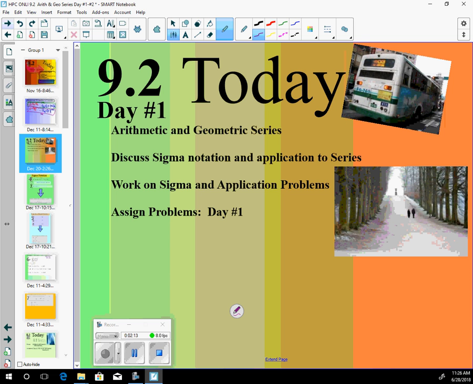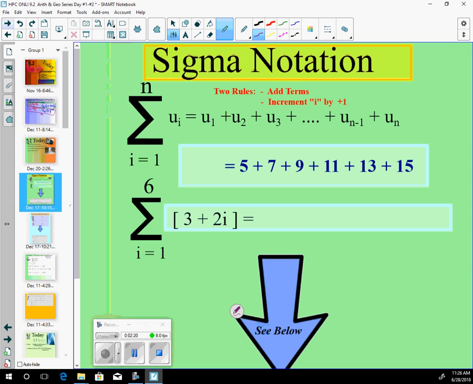Well, today what we're going to look at is not only the formulas for adding them up, we're going to look at a brand new symbol that we use in calculus called sigma notation. And sigma notation means 2 things. You add the terms and you increment the n, or in this case I, by 1. So you increment I by 1 and you add those terms up.